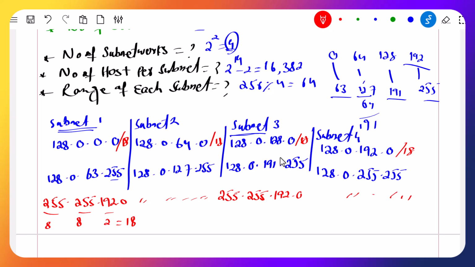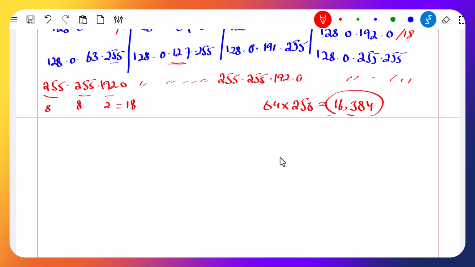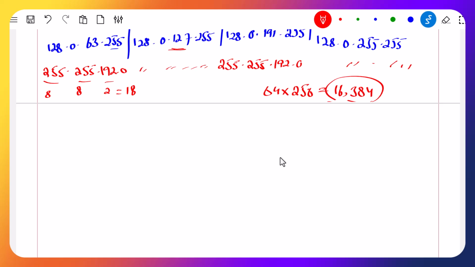Okay, hosts per subnetwork was how much? It was 16,384. If you are confused how it will be 16,384, it's very simple. At this third octet, the range is how much? The range is 64. So 64 multiplied by 256 is equal to the same 16,384. Okay, so dear students, this was class B CIDR subnetting.